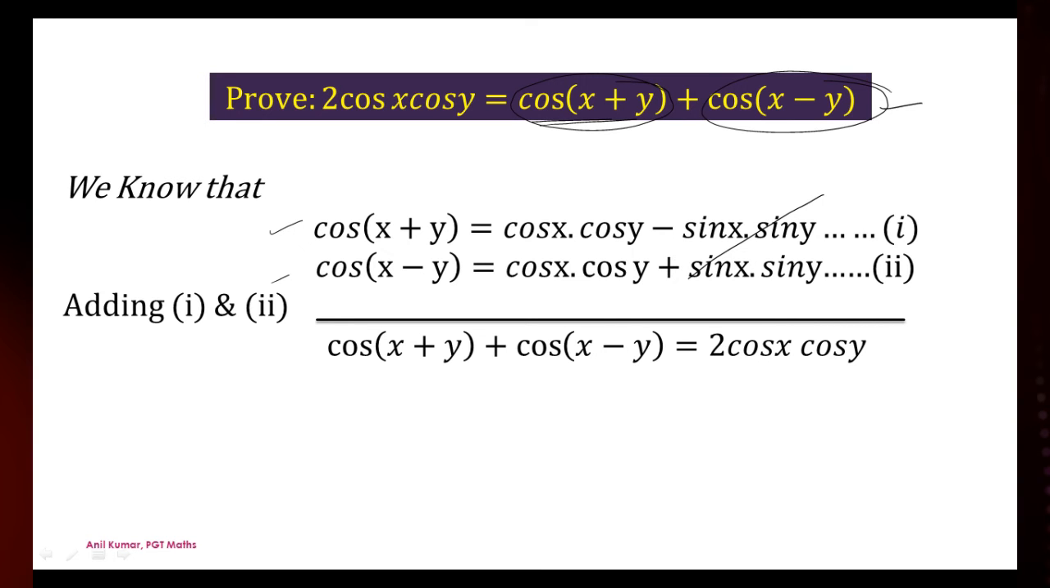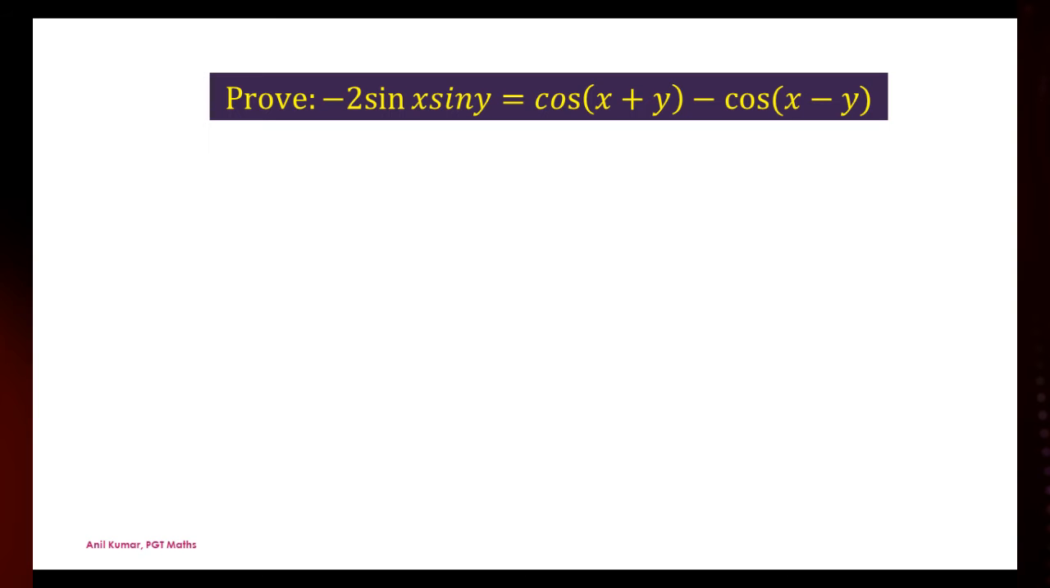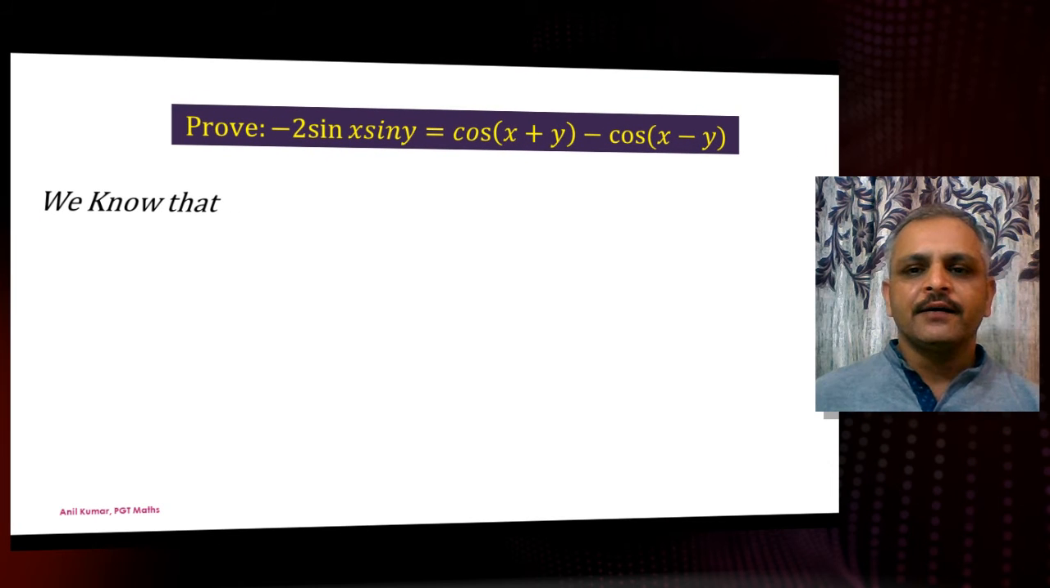And how did I get the idea that I have to add? See, there is a positive sign in between them. So first I made this equation 1, I made this equation 2, and then I added them. So it becomes cos(x+y) plus cos(x−y), and this will become 2 cos x cos y. Next is minus 2 sin x sin y.